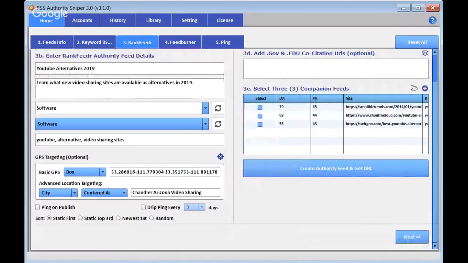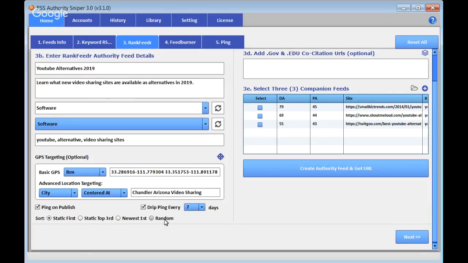And then I choose, after that, I want to ping this feed as soon as I publish it. And then I'm going to drip ping it. And you can choose from 3, 7, 15 days. So the RankFeedr server is going to come back to this and re-notify search engines automatically of this every whatever interval you choose. So let's do every week. I'm going to have that re-pinged.